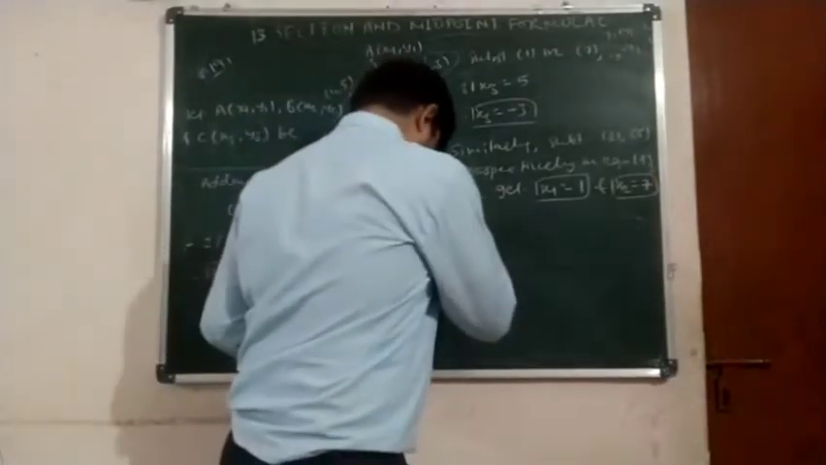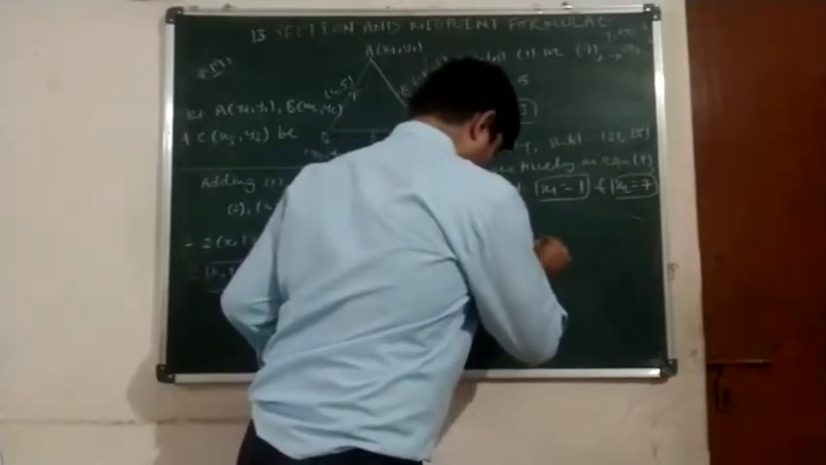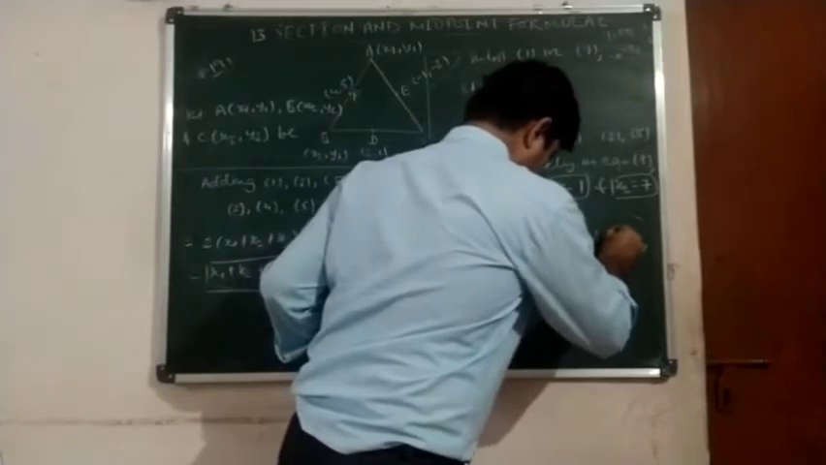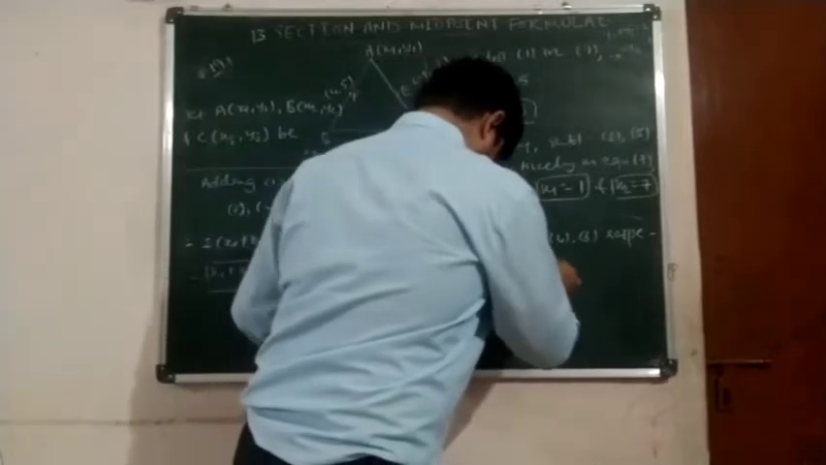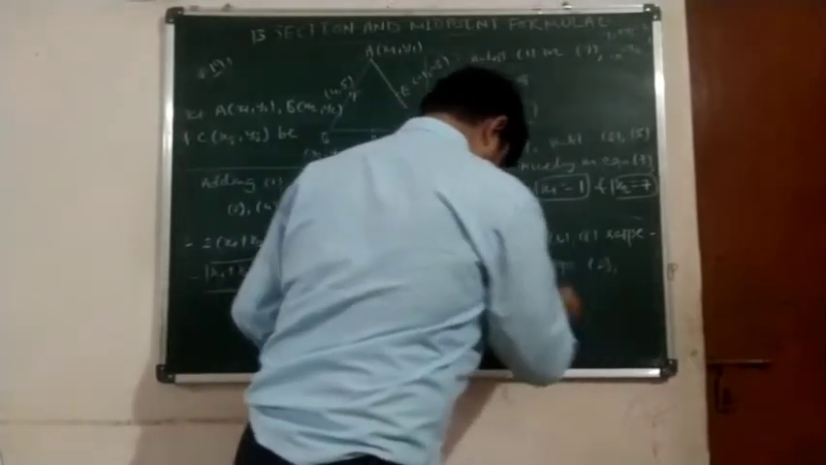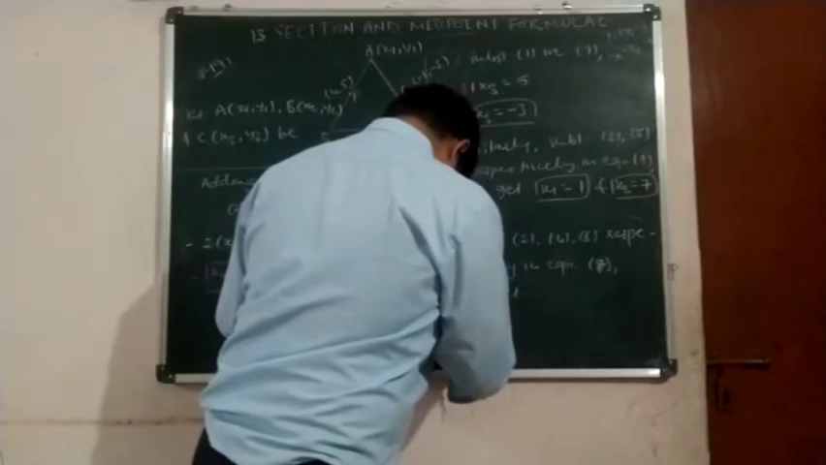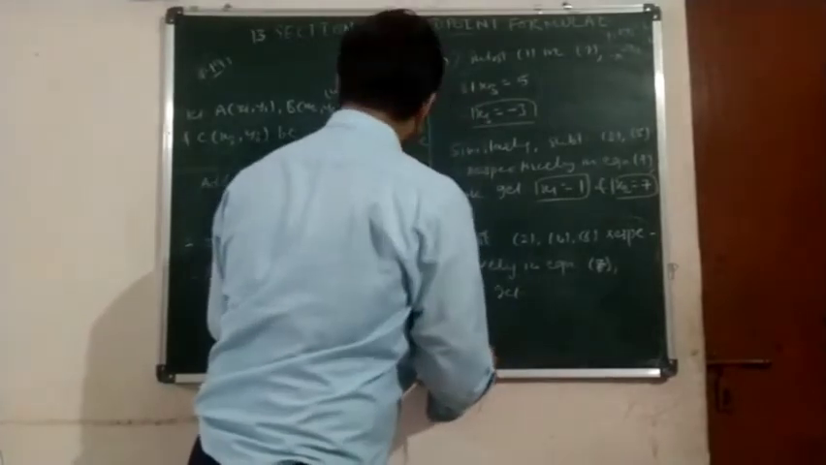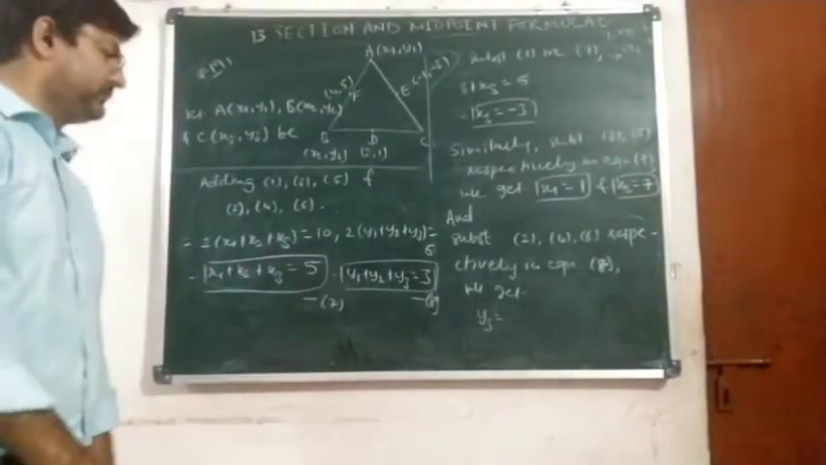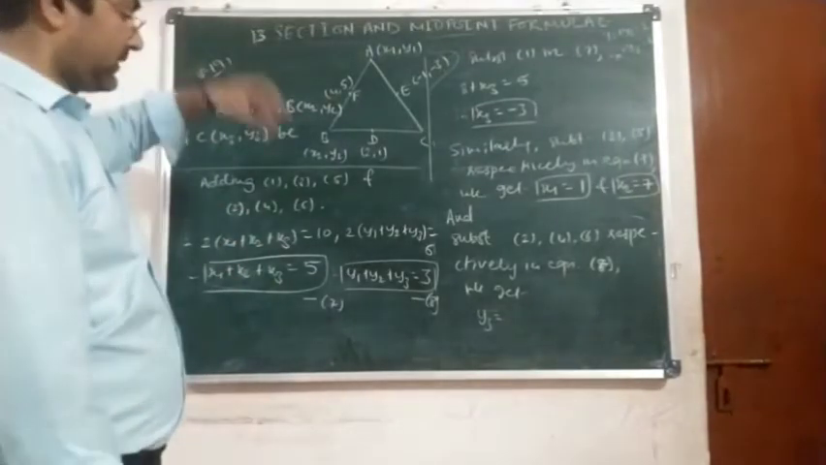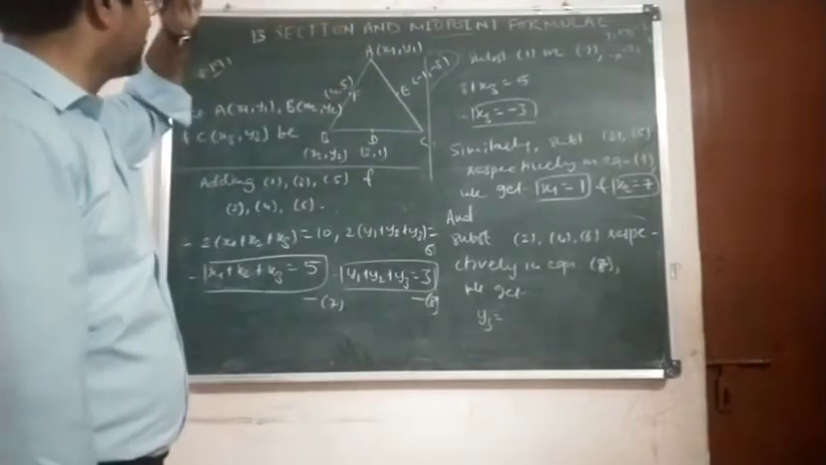Similarly, substituting equations 2, 4 and 6 respectively in equation 8, we get y3 is equal to... okay, what was equation 1? (y1 plus y2) by 2 is equal to 5. So y1 plus y2 is equal to 10.